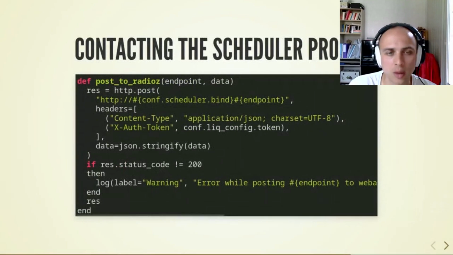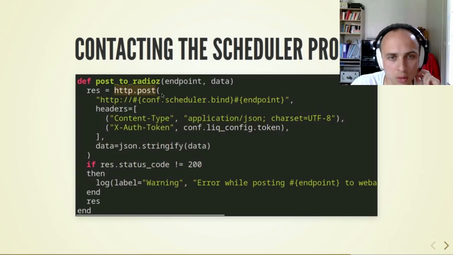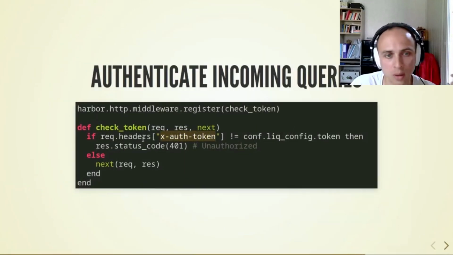So for example, if you want to make a query to the scheduler process from Liquidsoap, you have seen so far the post to RadioZ function. It looks like this. It's always a post, with the correct headers, so it's always in JSON, and it's always providing a token that comes from the configuration. That's a very simple wrapper I did around http.post, because everything is a bit constant here. Same thing, the scheduler address comes from the configuration. That's very useful too. So there is authentication when Liquidsoap is sending requests to the scheduler, but that also happens the other way around. When the scheduler makes a request, it has to provide the same token.